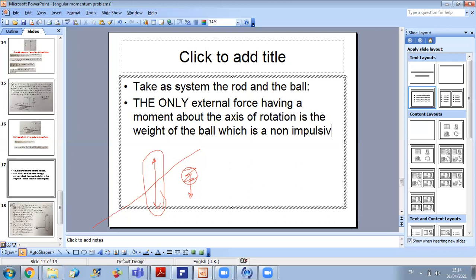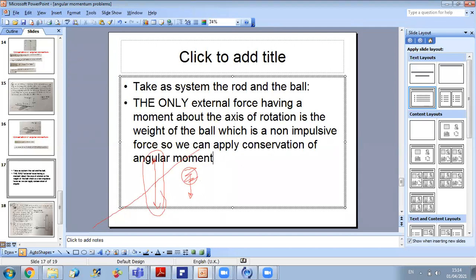So what can we do then? We can apply the conservation of angular momentum. Of course, as you said, first we need to find the velocity of the ball.